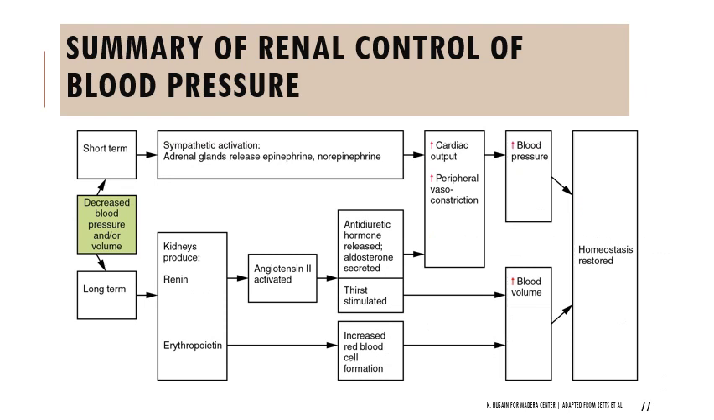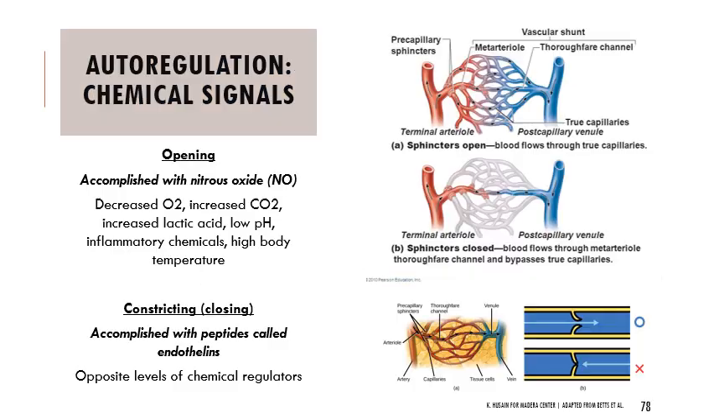So this is a summary of how all the different renal control mechanisms relate together. Just something to keep in mind and reflect on when we actually get into the urinary or renal system later in the semester. In terms of autoregulation, remember we covered neural and endocrine, so now getting into autoregulation.